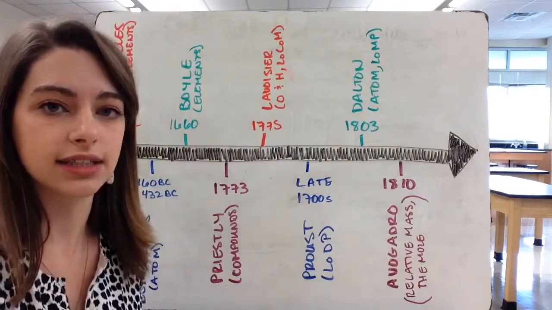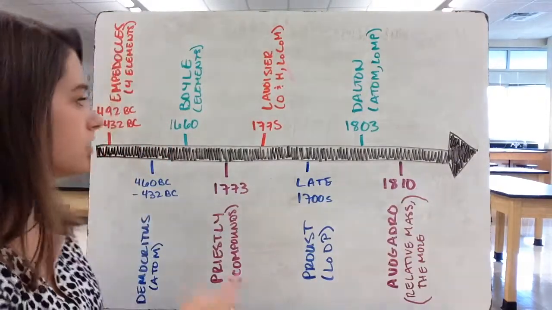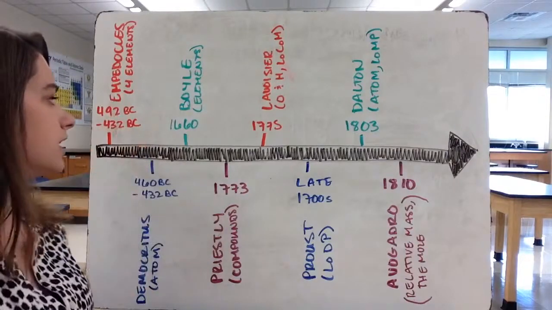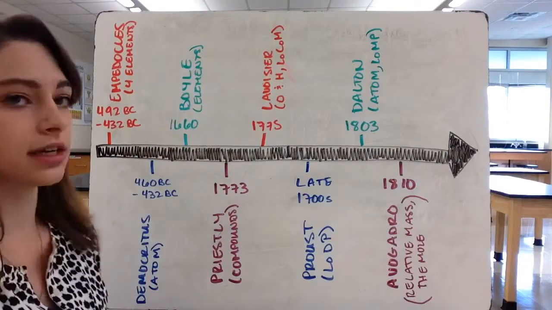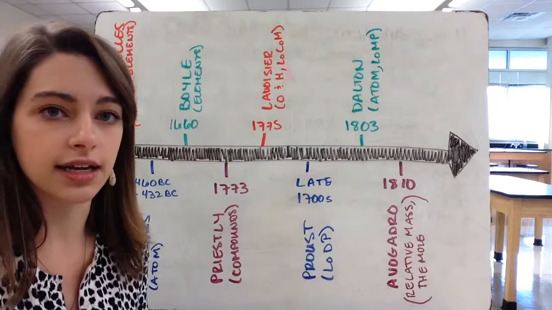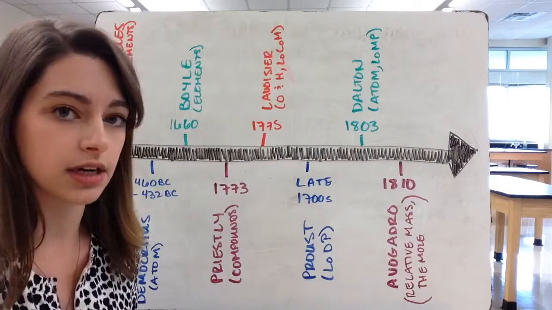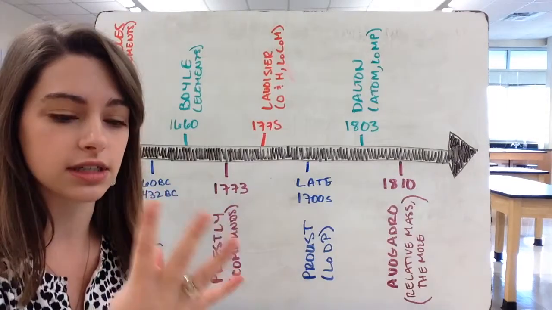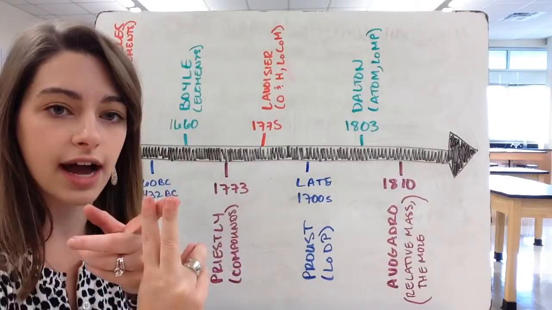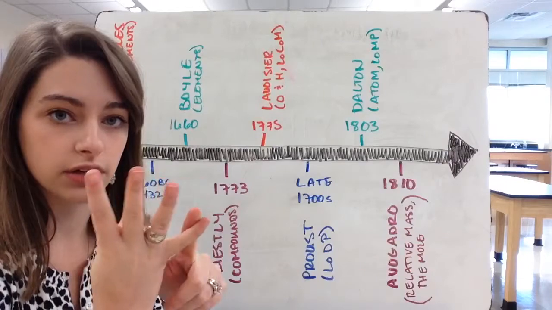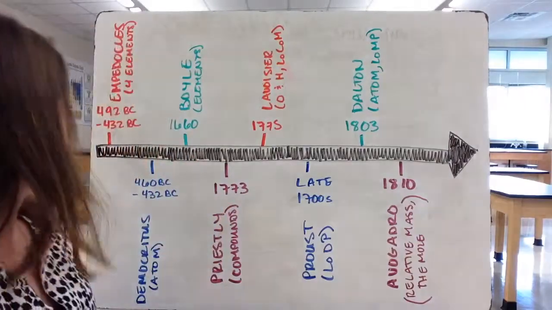So we're going to use a timeline to kind of guide our discussion, and our timeline starts all the way back between 492 BC and 432 BC. That was where we met a scientist named Empedocles, and Empedocles was the first person to use the word element. And he said that there were 4 elements, and his elements were earth, fire, wind, and water. Those were his 4 elements.